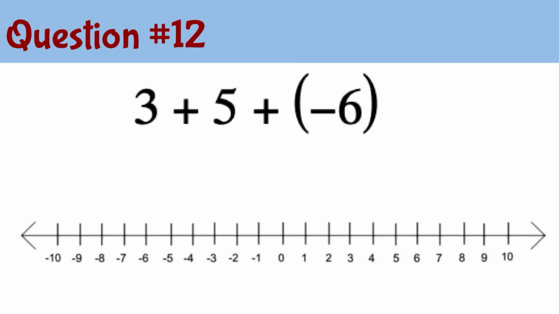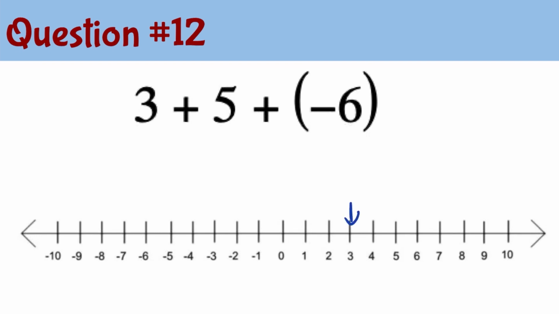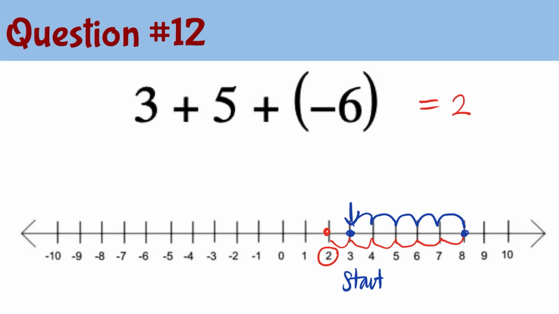Question number 12. 3 plus 5 plus negative 6. In this problem, we're starting with positive 3. And from positive 3, we're adding 5. So this means we're moving 5 units to the right. 1, 2, 3, 4, 5. From 8, now we're adding a negative 6. We move 6 units to the left. So we have 1, 2, 3, 4, 5, 6. So this means the final answer here is positive 2.